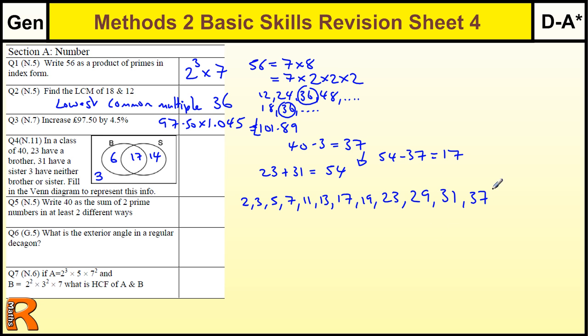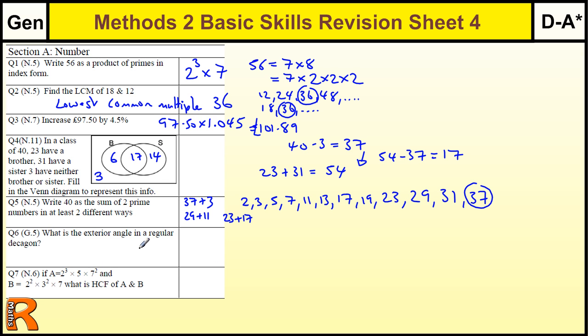So if we start with the biggest one, 37, what do we add to 37? Well, we could add 3 to 37, that makes 40. 31 would be plus 9, that can't be because it's not a prime number. 29 would be plus 11, so 29 plus 11 makes 40. And they're both prime numbers, so that's 2 different ways, but there is another one. Let's just see if we can find it. 23 plus 17. So any 2 of these 3 ways would be correct.